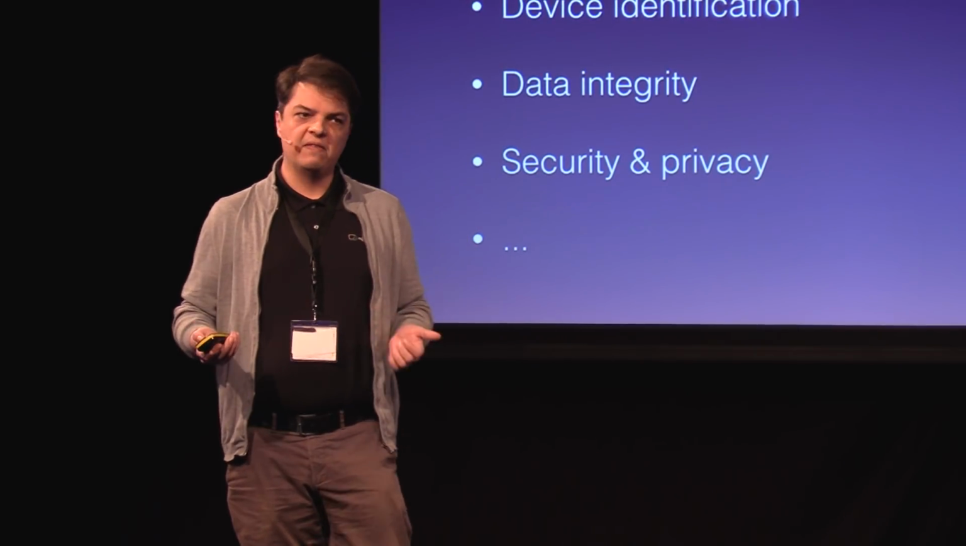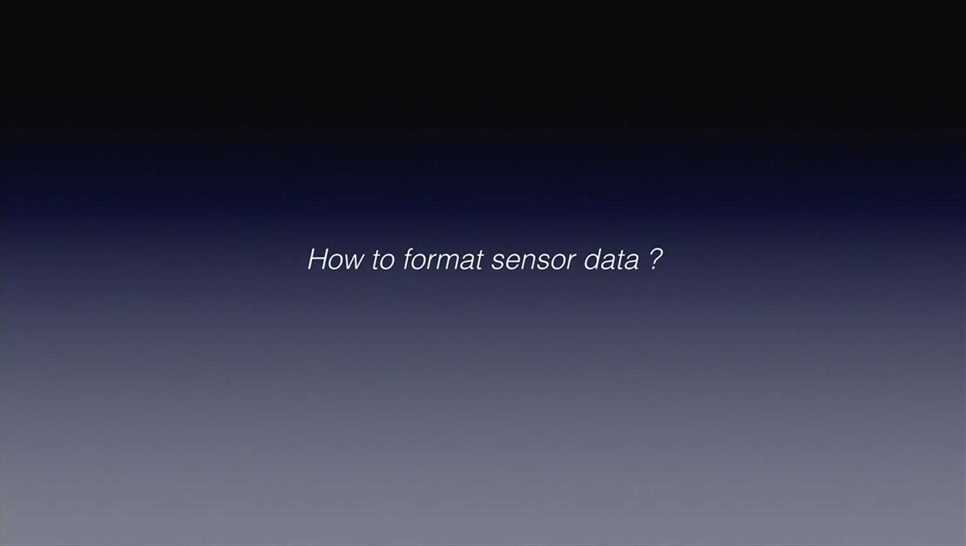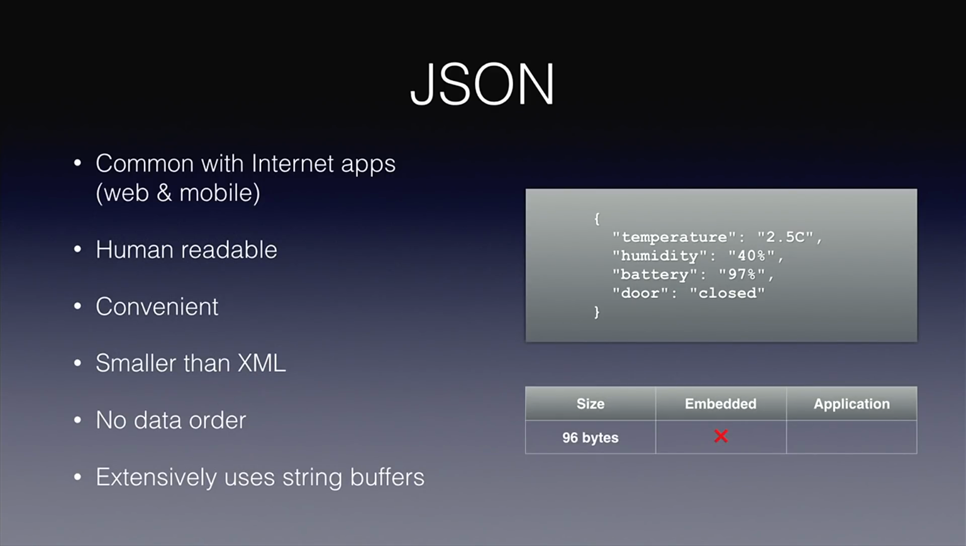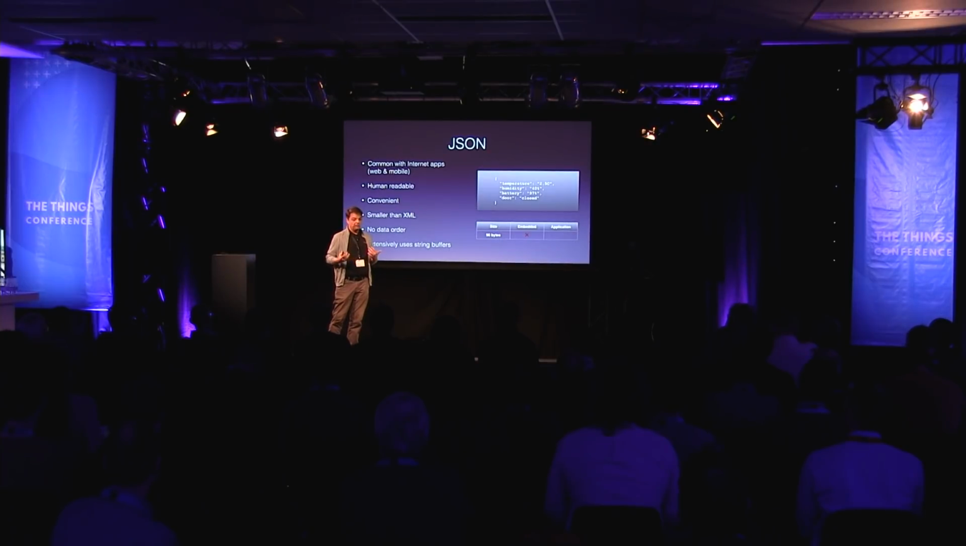But there is something missing today, which is how do I format my sensor data to send it to a cloud platform, for example. And we have a lot of solutions possible. So let's take the easiest first, a JSON. JSON is something very common today in internet application, web and mobile. It's human readable, it's convenient for use with web application, it's smaller than XML most of the time, and also there is no data order. It means that once you parse a JSON, you can just read whatever attribute you want at any time.